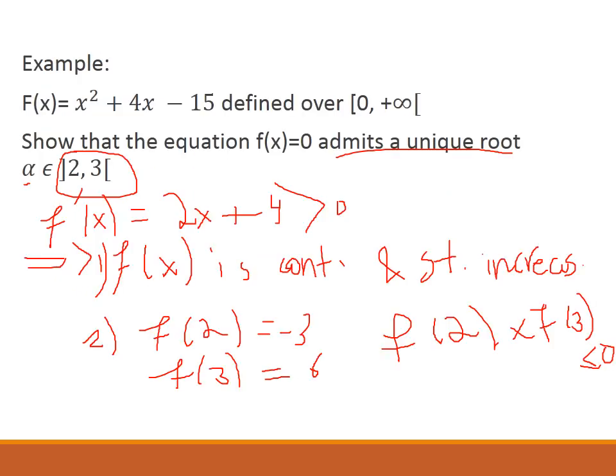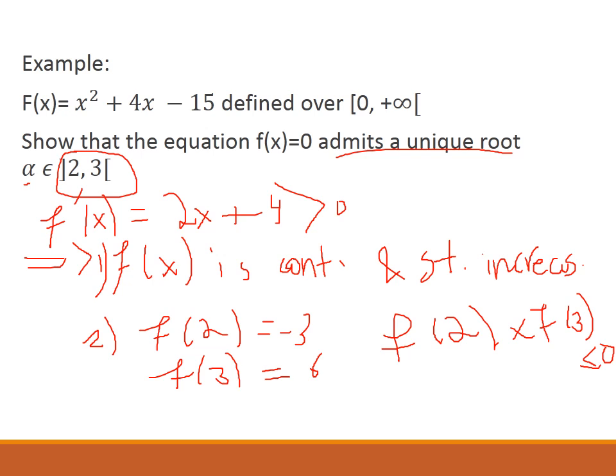Let us take an example. We have f of x equals x squared plus 4x minus 15 defined over 0 to plus infinity, and they are asking you to show that it admits a unique root. So we are going to go backward in this case, and do the converse of the theorem. You have to prove two conditions: that f of x is continuous, and that f of 2 times f of 3 is negative.